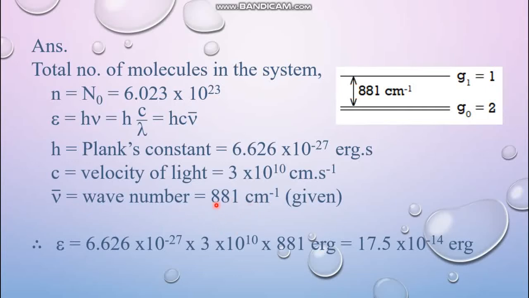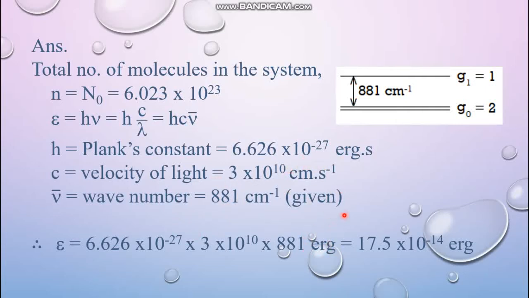Okay, this is already given. So what is the value of epsilon? The value of epsilon is just hc nu bar, and the result is we are just putting the respective values. The value of h, this one, the value of c, this one, and the value of nu bar is this one. And when the units are multiplied, then erg would be obtained.